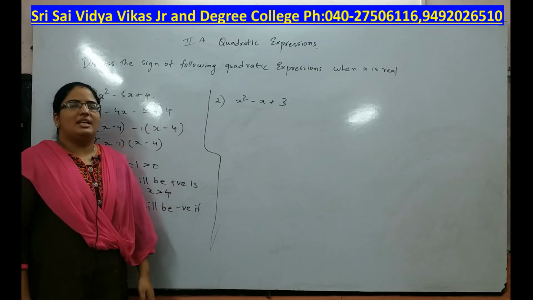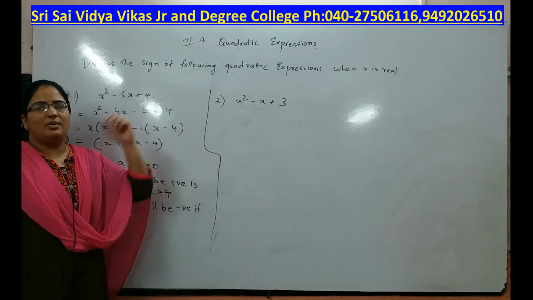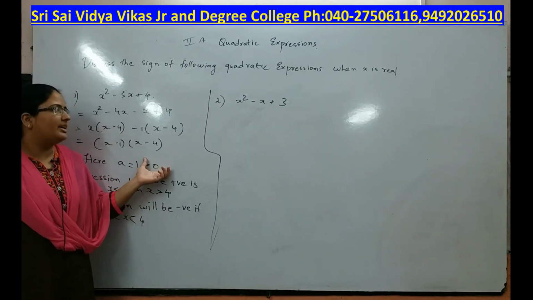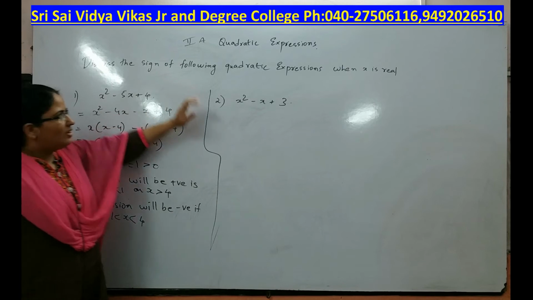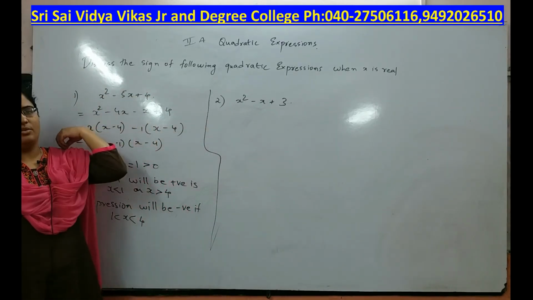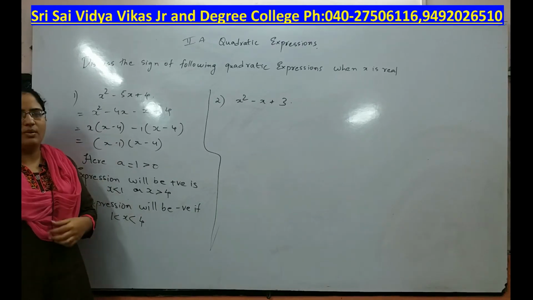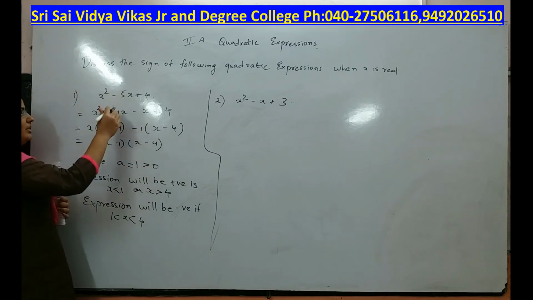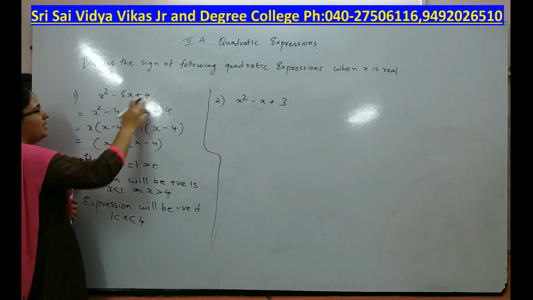In the previous class we discussed finding the range of a quadratic expression. In today's class we will discuss yet another numerical: the sign of the quadratic expression when x is real. You have to talk about the sign of the quadratic expression. Here the first numerical you have is x square minus 5x plus 4.